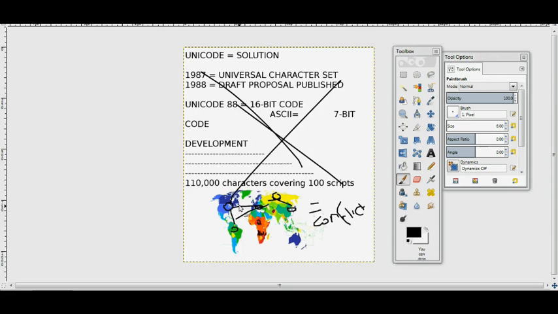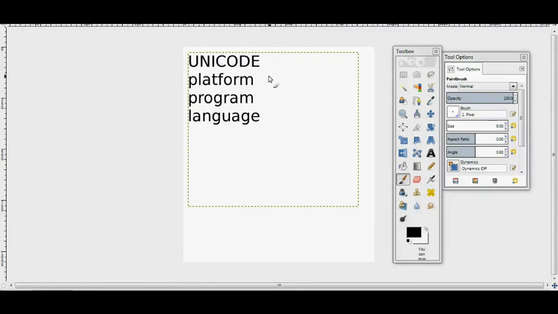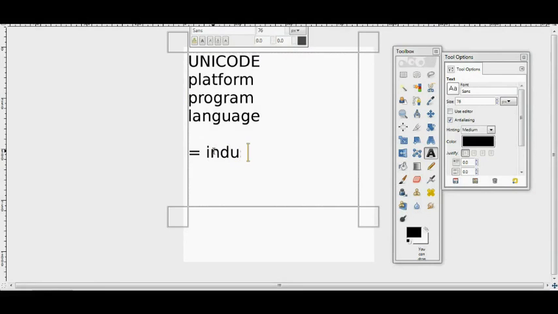Unicode therefore fixed all of these problems. Unicode provides a unique number for every single character, regardless of the platform, program, or language. It is also the industry standard used today.